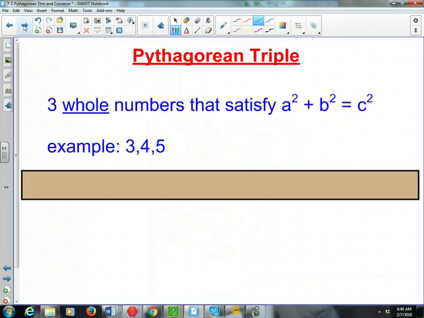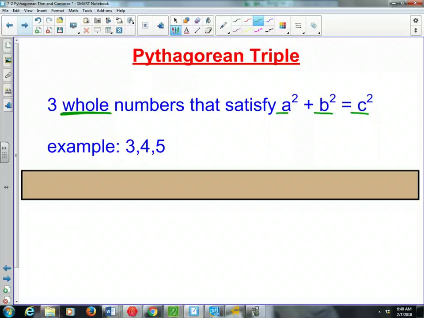So that leads us into what a Pythagorean triple is. A Pythagorean triple is three whole numbers that satisfy a squared plus b squared equals c squared. So the whole numbers are kind of like our counting numbers. They're integers. There's no decimals, there's no radicals, and they have to satisfy a squared plus b squared equals c squared.